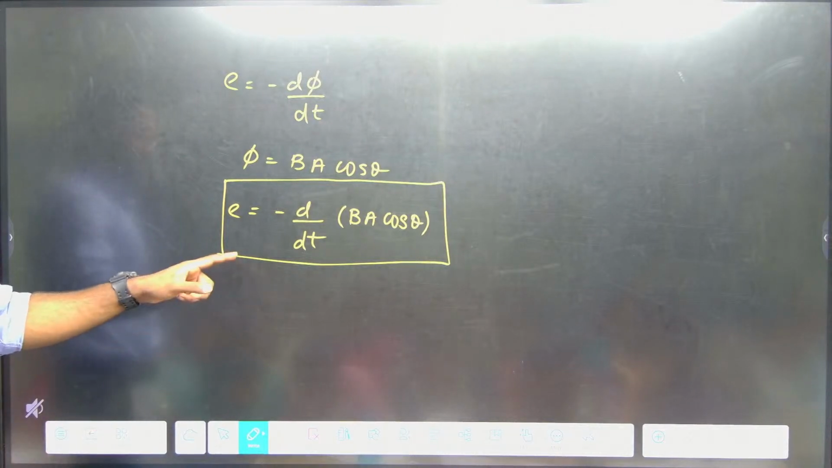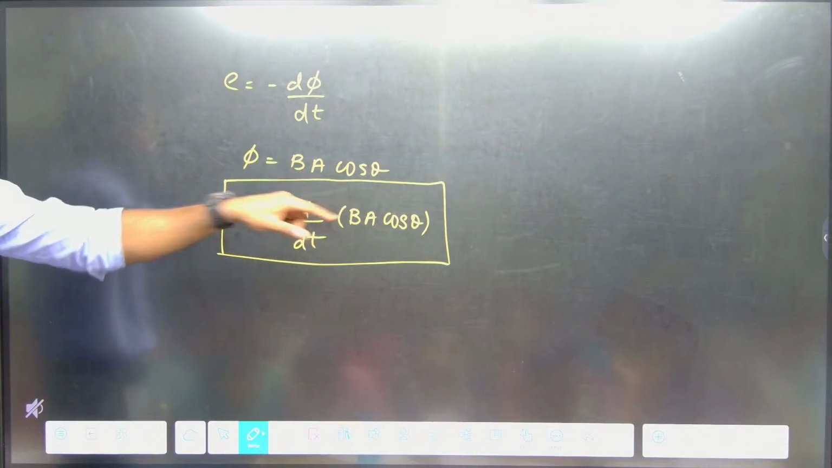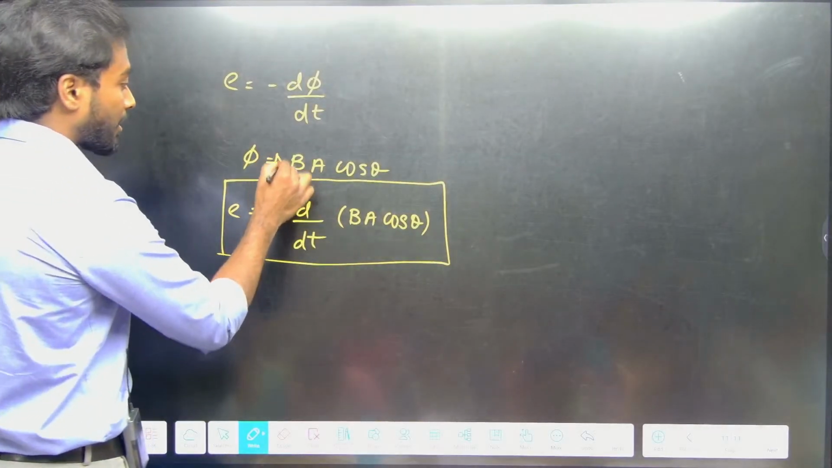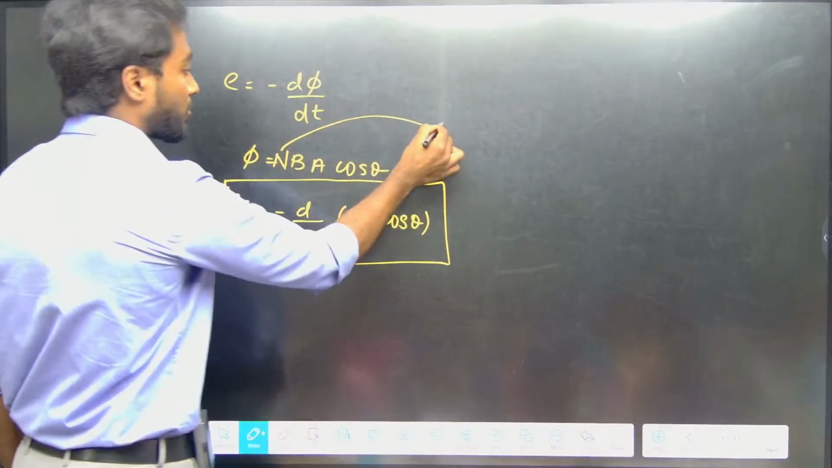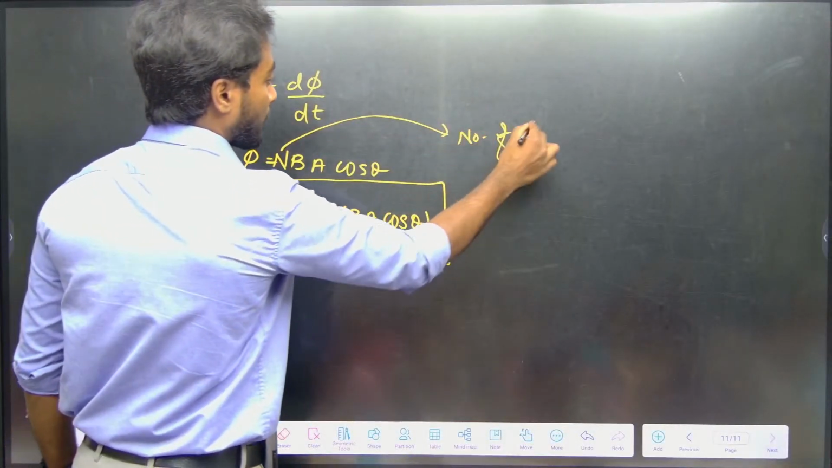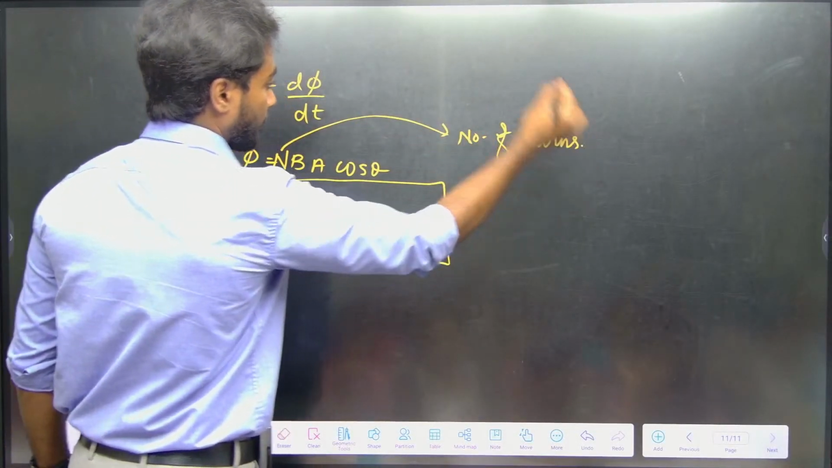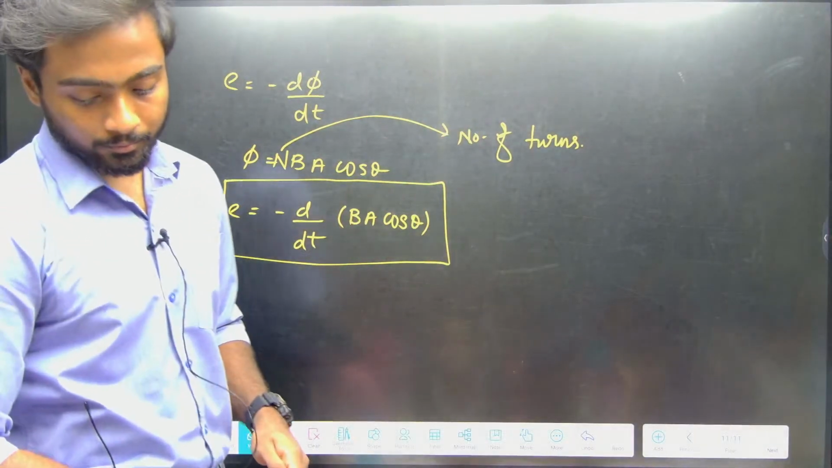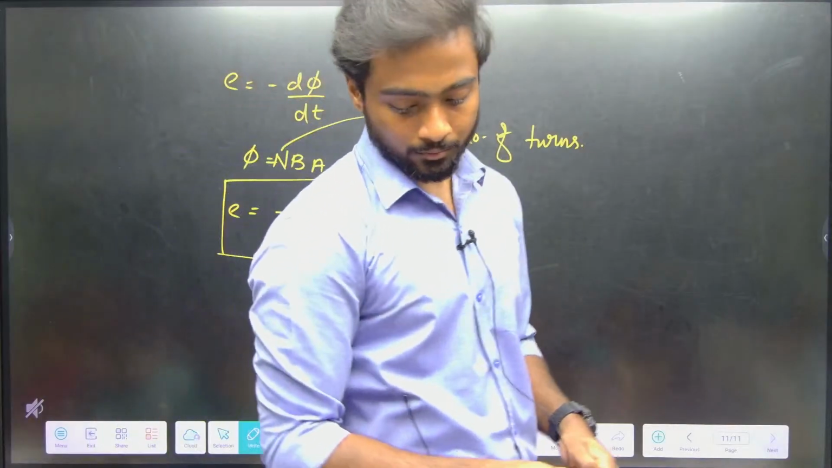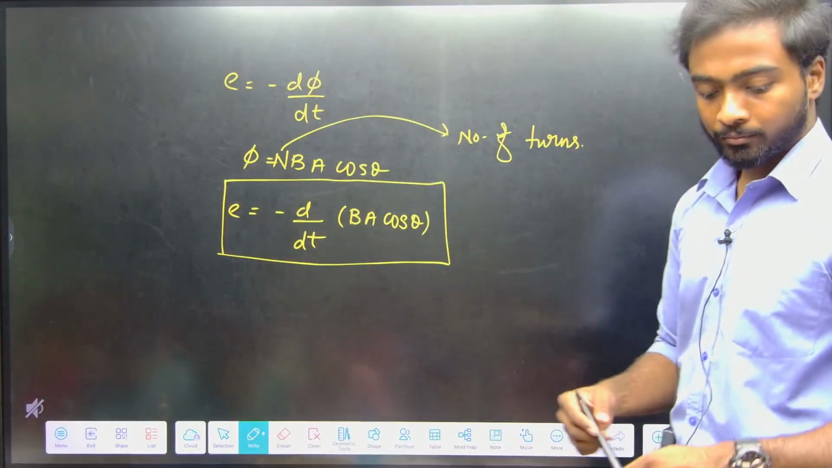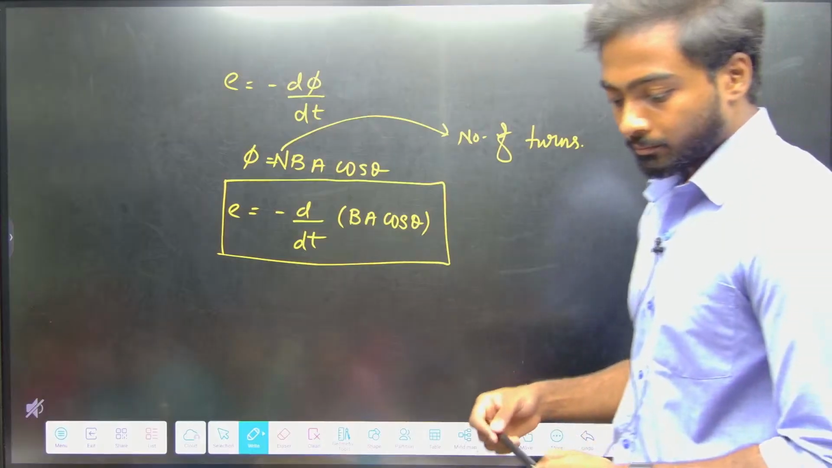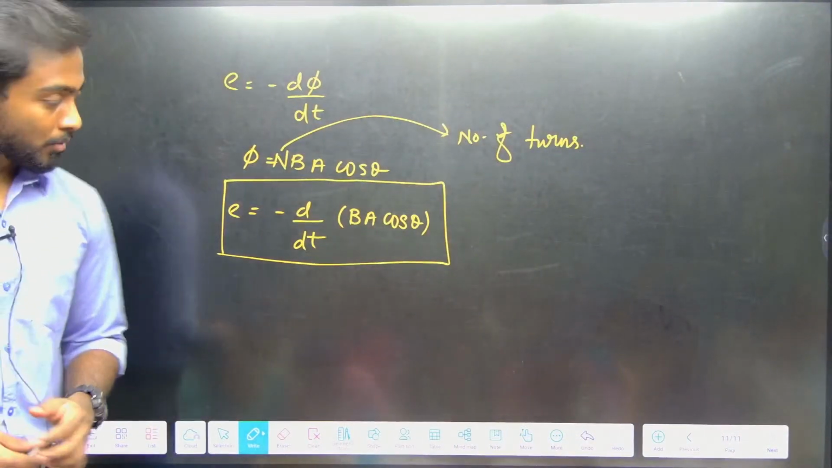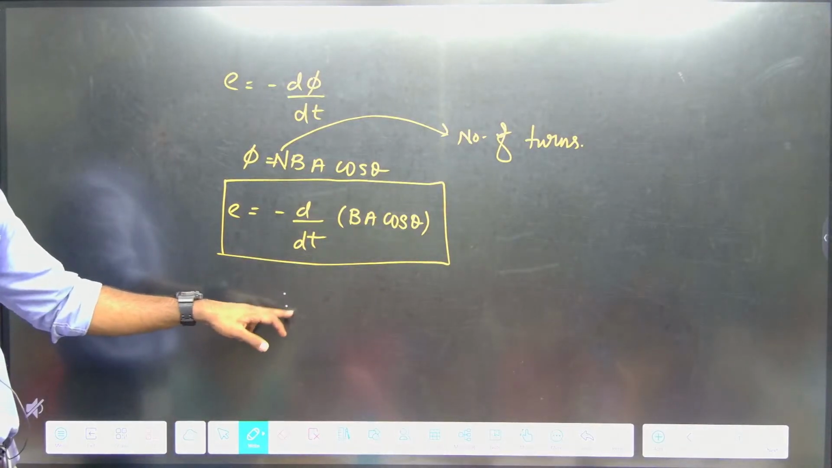Suppose if it is one conductor, I can take BA cos theta. If there are n number of turns, then it is n into BA cos theta. N denotes the number of turns. Okay, so from this only we can derive the formula if anything is changing.